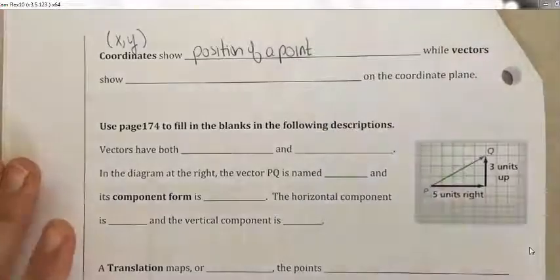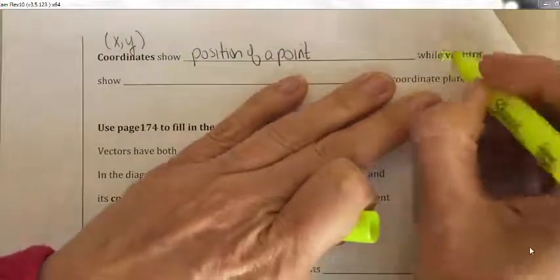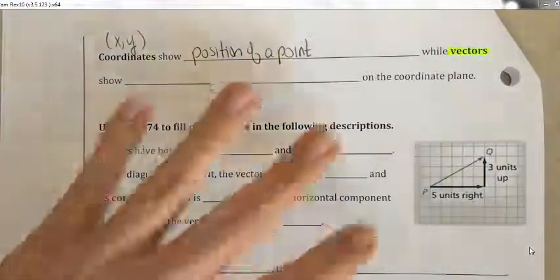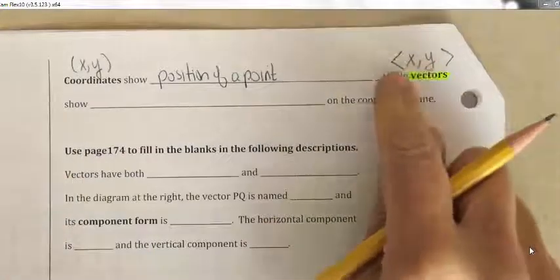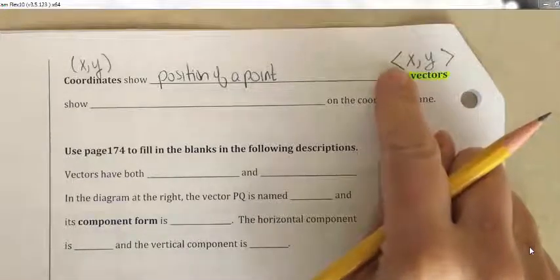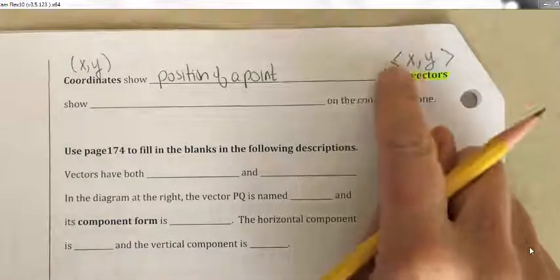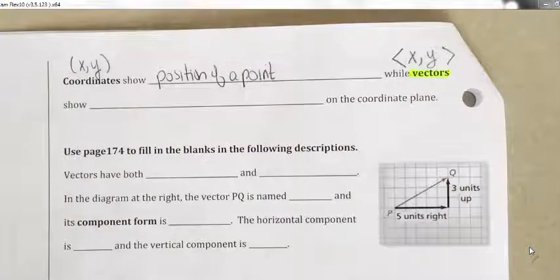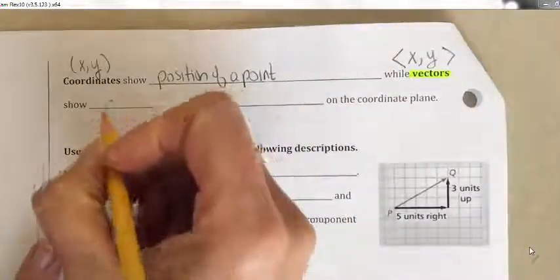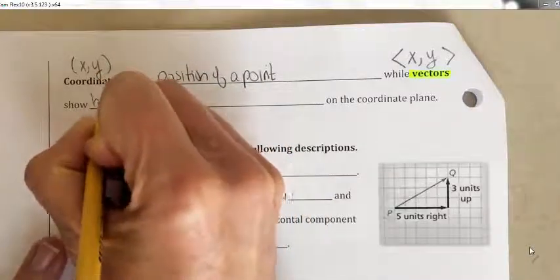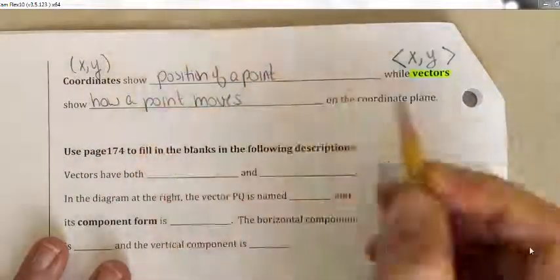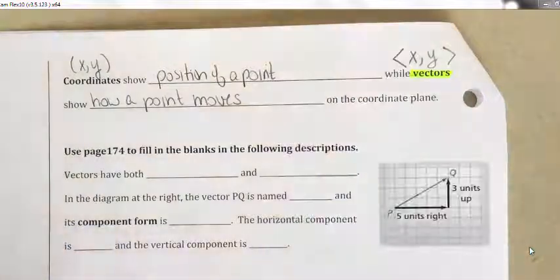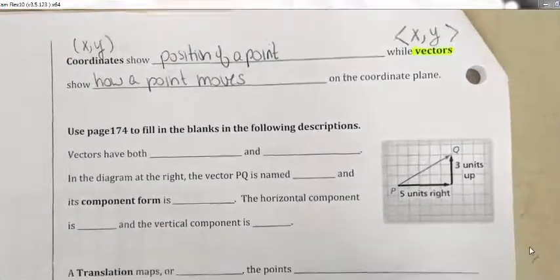While vectors, so this is the new vocabulary here. The way that vectors are written, you're not used to seeing this. They kind of look like inequality signs actually, but basically it's a pointed ordered pair. And what vectors do is they show how a point moves on a coordinate plane. Let me give you some examples here and then we'll go back.